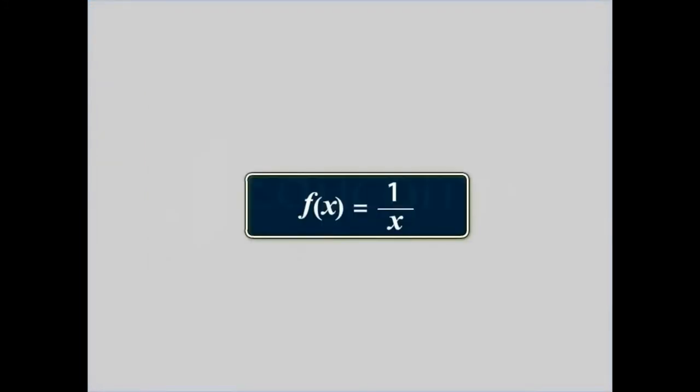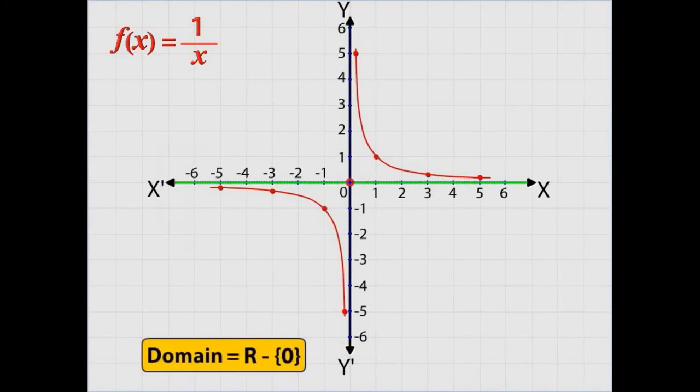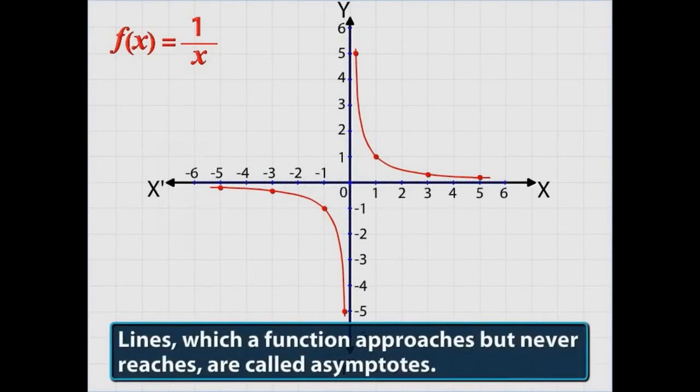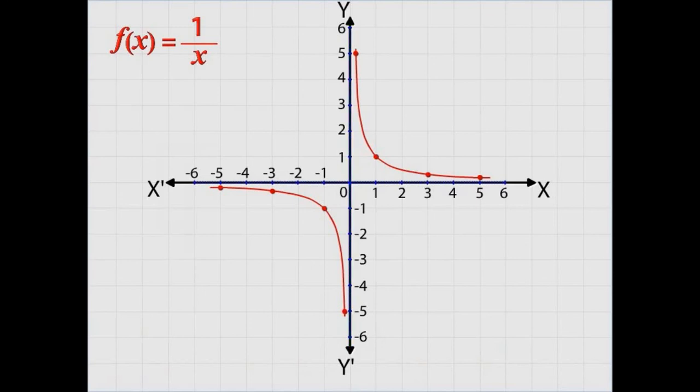Let's take a rational function 1 upon x and draw its graph. The graph shows that the domain of the function is the set of all real numbers except for 0, and the range is the set of all real numbers except for 0. Also, the graph approaches the x and y axes but never reaches these axes. Such lines which a function approaches but never reaches are called asymptotes. This graph has two asymptotes, vertical and horizontal.